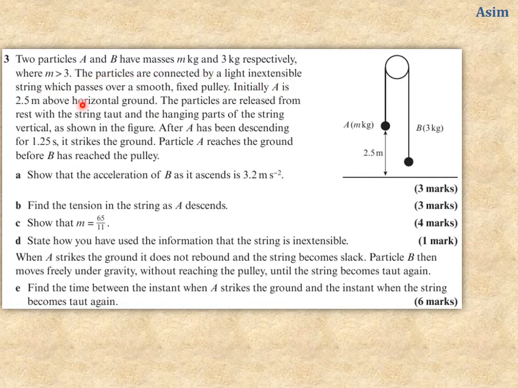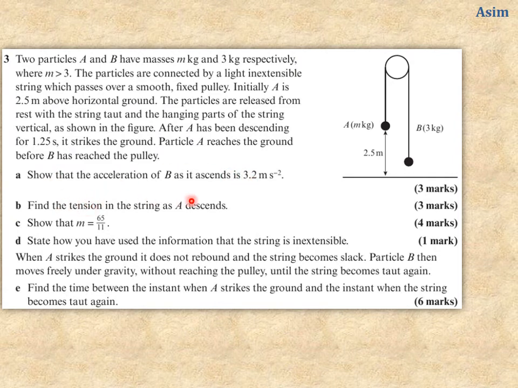Now the question: the particles are connected. Initially A is 2.5 meters above the horizontal ground, which is marked here in the diagram also. The particles are released from rest with the string taut, and the hanging part of the string vertical as shown in the figure. After A has been descending for 1 point, again we know S, we know time. It strikes the ground like the previous question. Particle A reaches the ground, B has not reached, like the previous question. They're just trying to tell you that when A reaches here, B is still somewhere here, it's not touching the pulley. Now the question says show that the acceleration is 3.2, so we have to find the acceleration first.